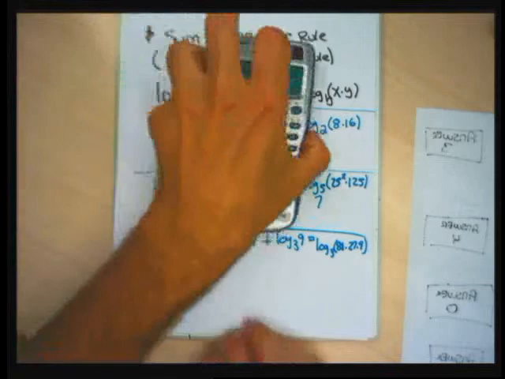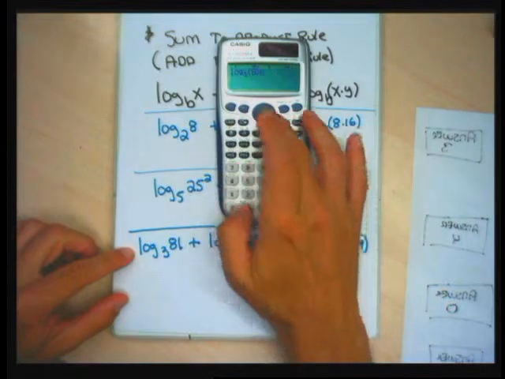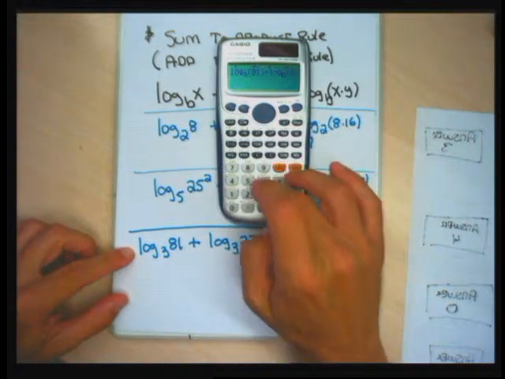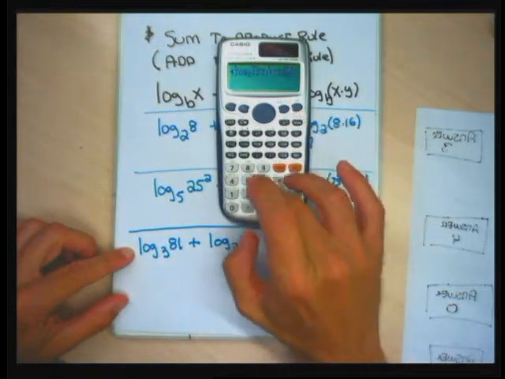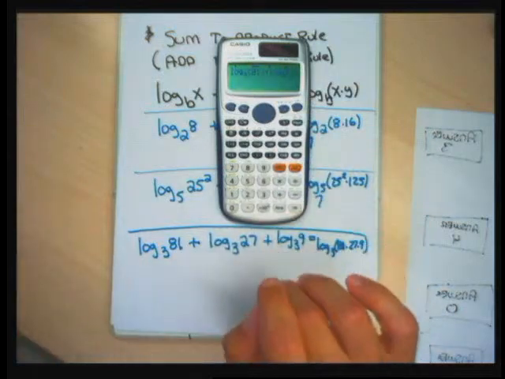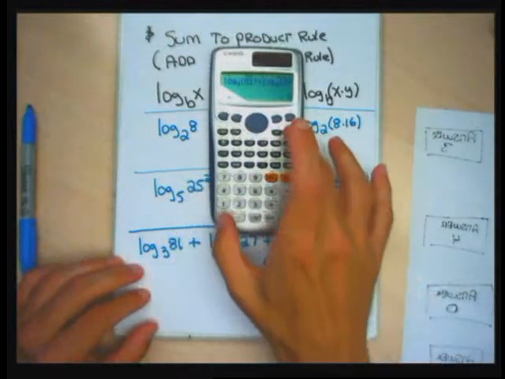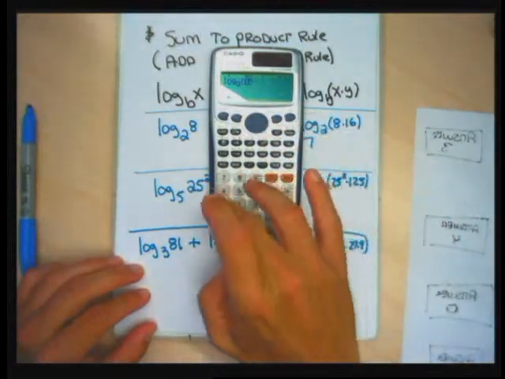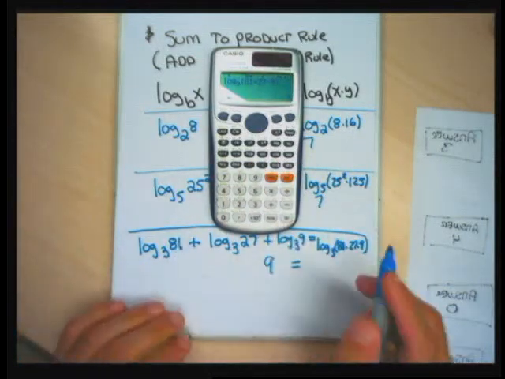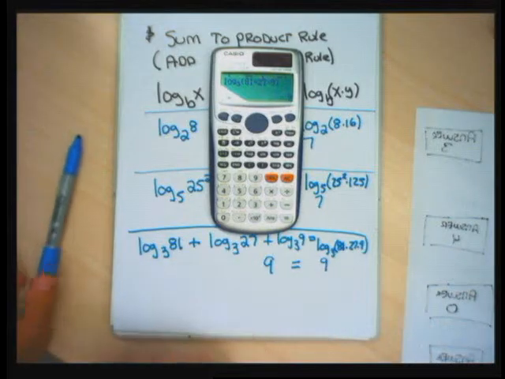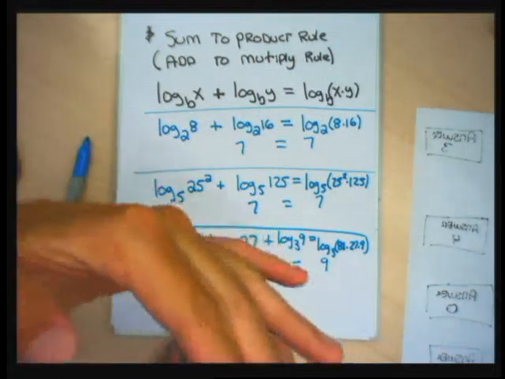And let me show you these again on my calculator. So the left side is the log base 3 of 81 plus the log base 3 of 27 plus the log base 3 of 9. This left side comes out to be 9. If I do the right side on my calculator, the log base 3 of 81 times 27 times 9, it also equals 9. So I can help you understand how the rule works, going from the sum to product.